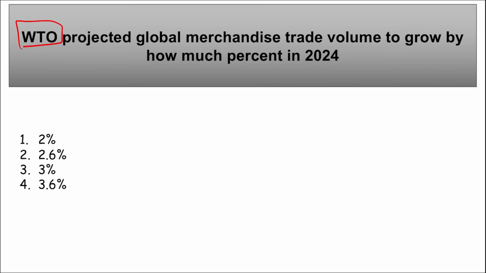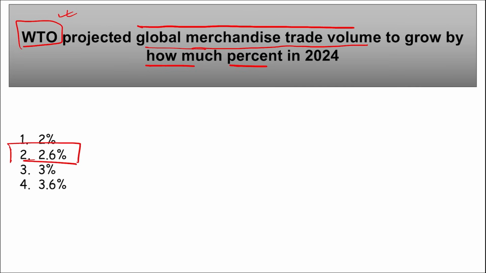WTO, World Trade Organization, projected global merchandise trade volume to grow by how much percent in 2024? According to the data released by WTO, their report, Global Trade Outlook and Statistics for April 2024, the global merchandise trade volume is expected to grow by 2.6%. Correct, in 2024. Let me show you here.